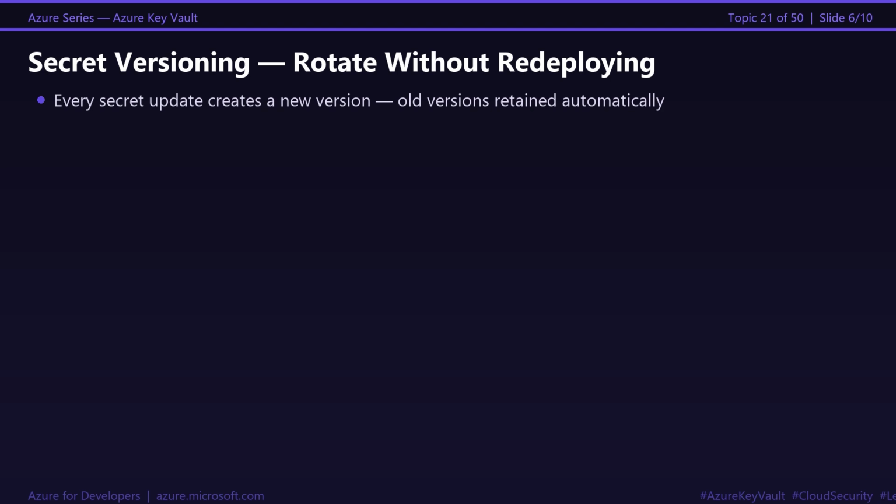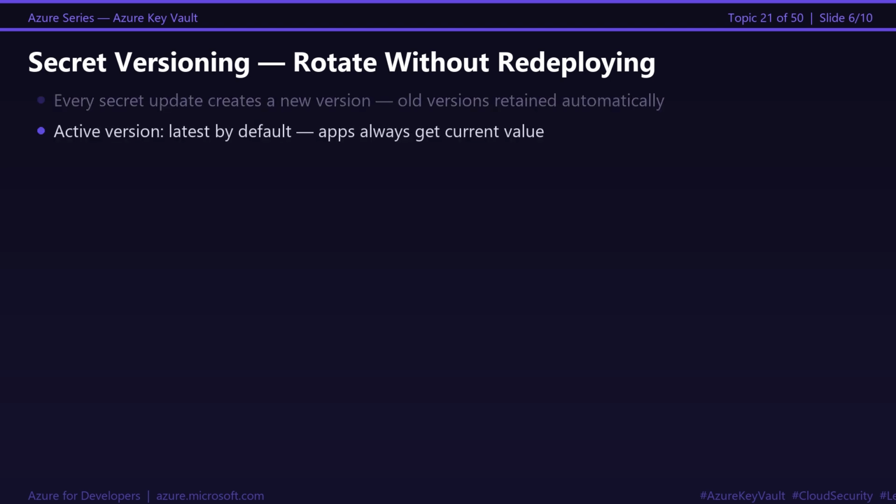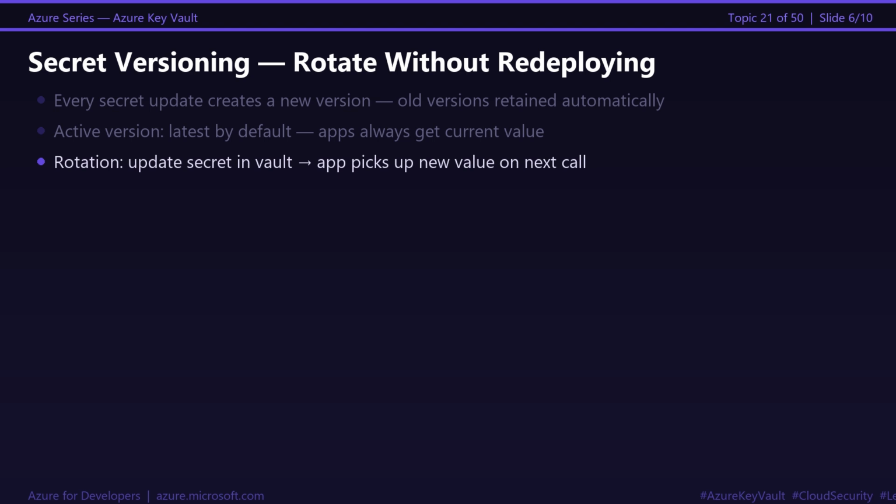But here's the part nobody talks about. What happens during the rotation window? Some app instances have the old password cached. Some have the new one. If you rotate instantly, the old instances fail. Key Vault handles this with versioning. Every update creates a new version. You can keep both the old and new version active simultaneously. Old instances keep working. New calls get the new version. Once all instances have refreshed, delete the old version. Zero downtime rotation. Zero redeployments.